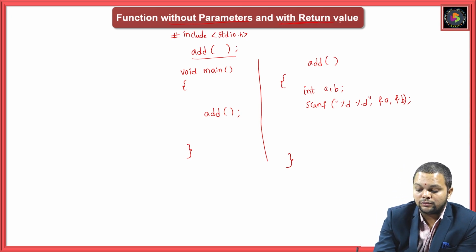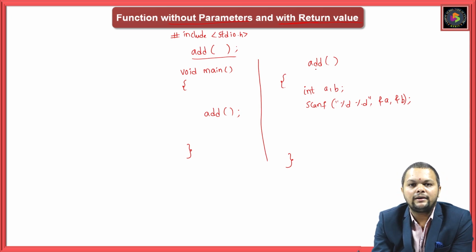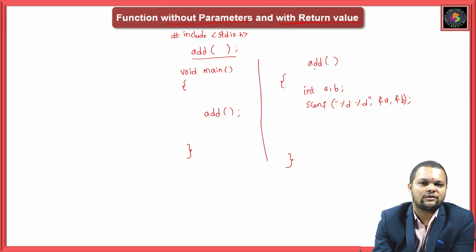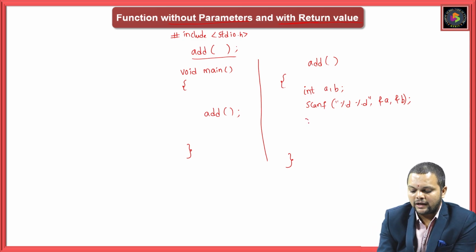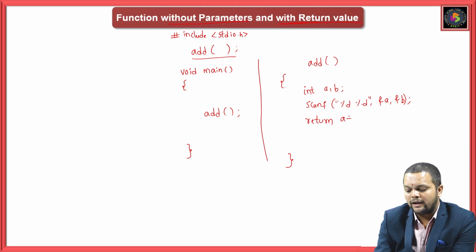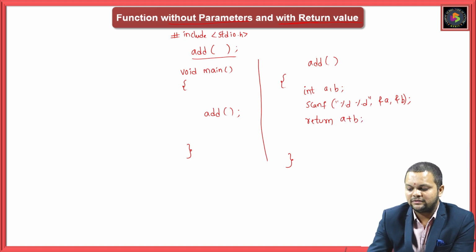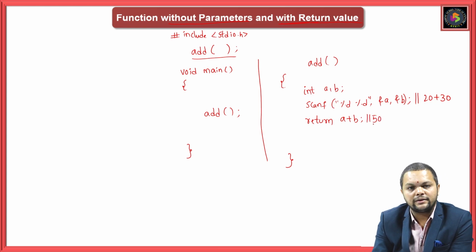With return value, I'm not giving anything to this add function, but I want a return value. I'm expecting something from this add function. That means I need to have a return value. So what will I return? I'll return a plus b. So let me say I'm having a as 20 and b as 30 again. 20 plus 30, so this will return 50.